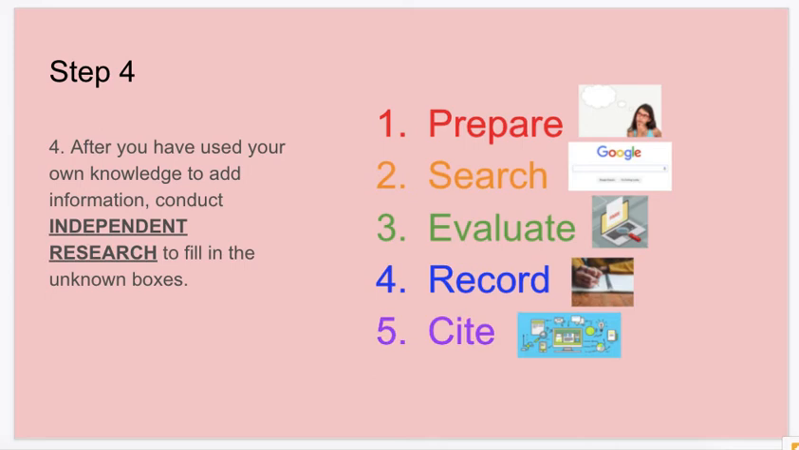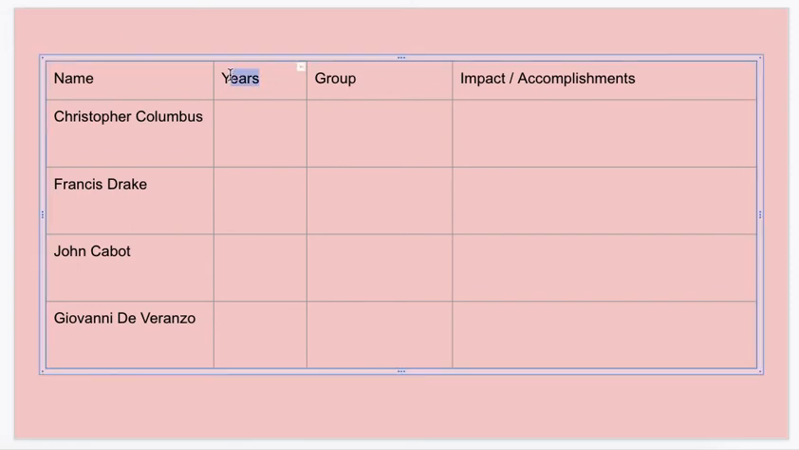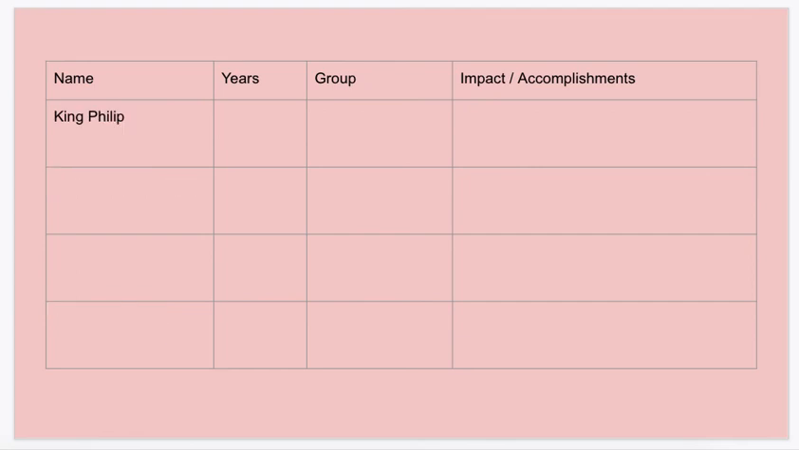Finally, step 4. After you have used your own knowledge from yesterday to add information to your important people list, you are going to conduct independent research to fill in the unknown boxes. So if we go down to your list, you will probably need to do independent research to figure out what years these people were alive, and maybe a little bit more about what they accomplished or what their impact was. Once you have all of these boxes filled out for your 9 explorers on the important people list, you will submit a screenshot of your accomplishments to Schoology.